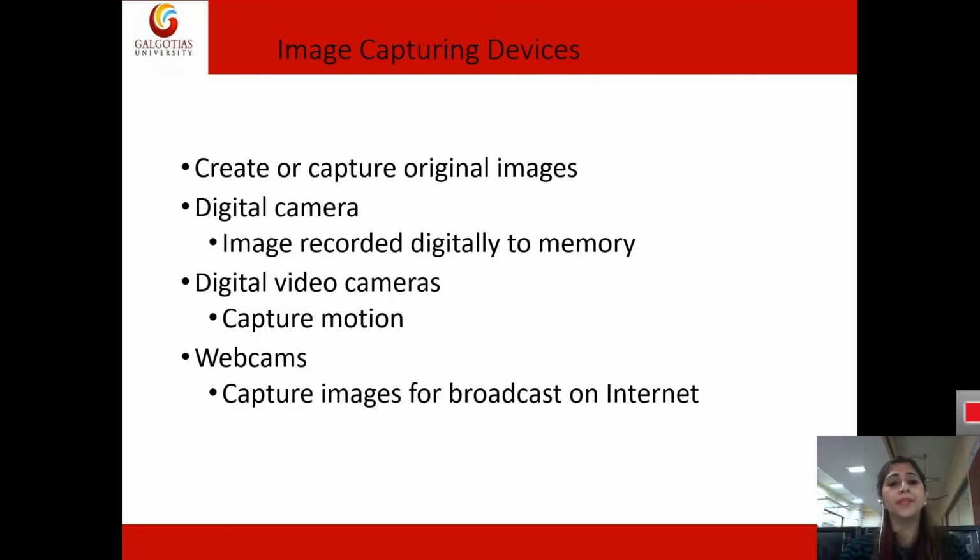So the digital camera is one of those image capturing devices in which the image is recorded digitally to the memory. The difference between digital cameras and digital video cameras is that with video cameras you can capture motion, and with digital cameras you can only click the image. And then we have webcams, through which you can broadcast on the internet. We can directly put pictures on the internet, and we can have video conferencing using webcams.